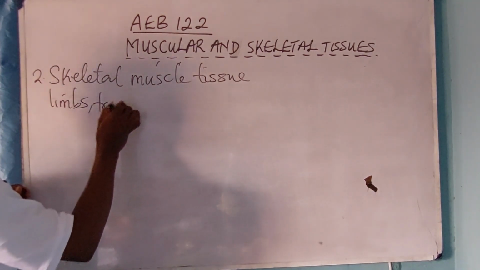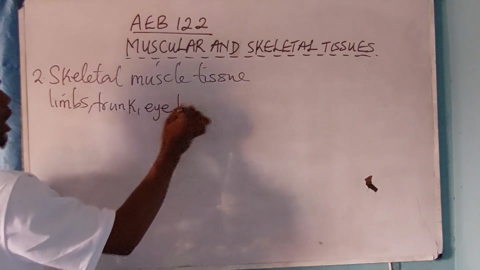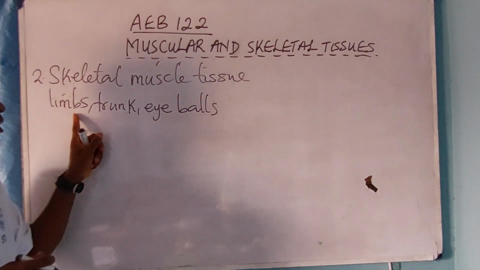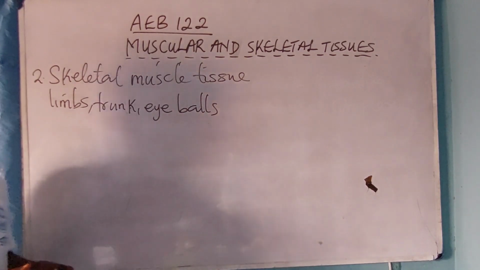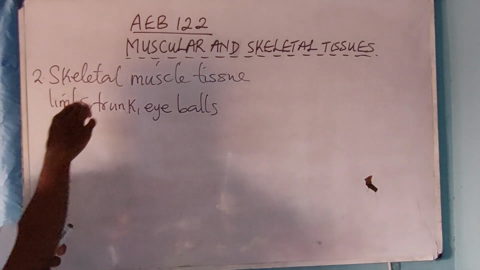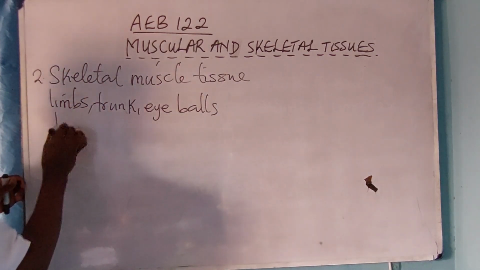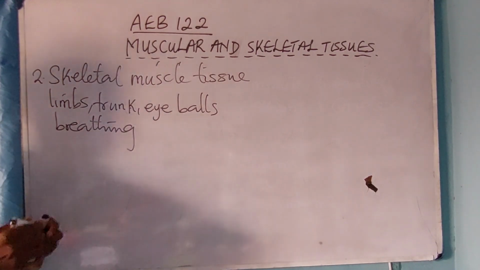trunk, eyeballs. All right, they function in the movement of the limbs, trunks, and what? Eyeballs. So please take note of that. And these skeletal muscles are also concerned with what? Breathing. All right. They're also concerned with what? Breathing. So please take note of that.